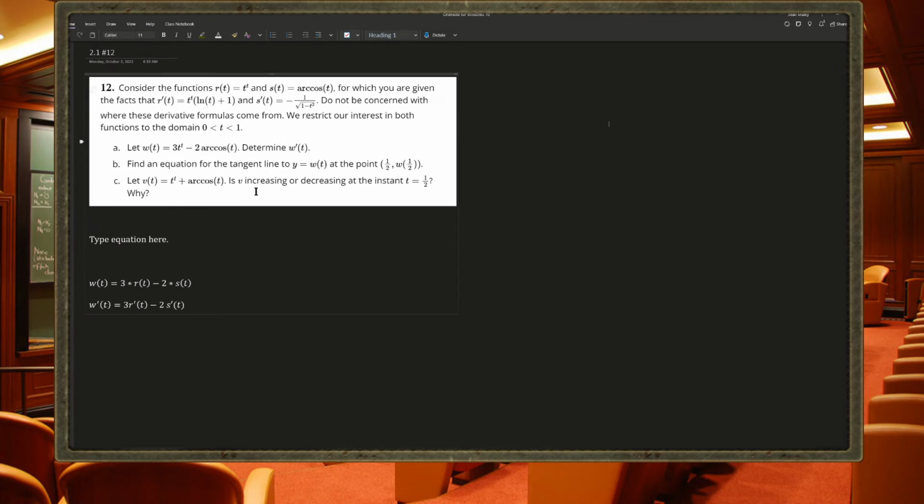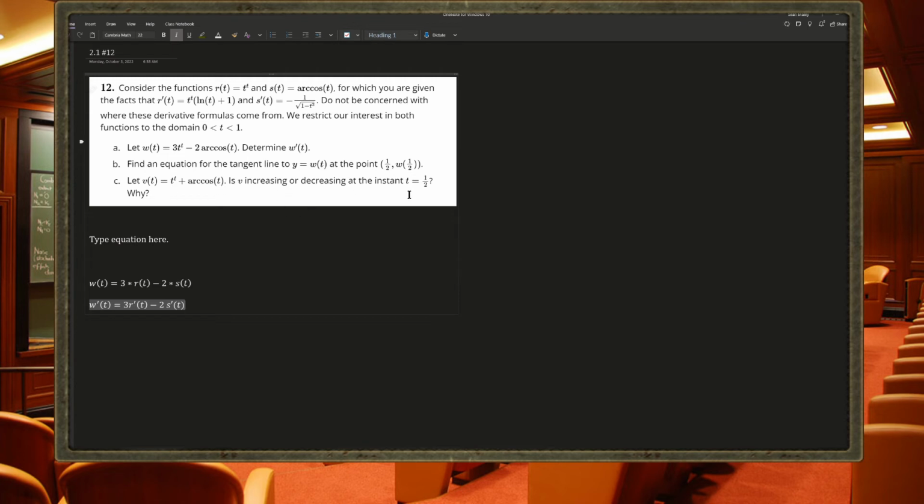Finding an equation for the tangent line at the point here, 1/2 and w of 1/2. Again, here you're going to use the slope because this is the derivative at that value of t equals 1/2. And then you'll also use the location w of 1/2 from the original formula. And then it's saying, all right, let's look at a separate function.